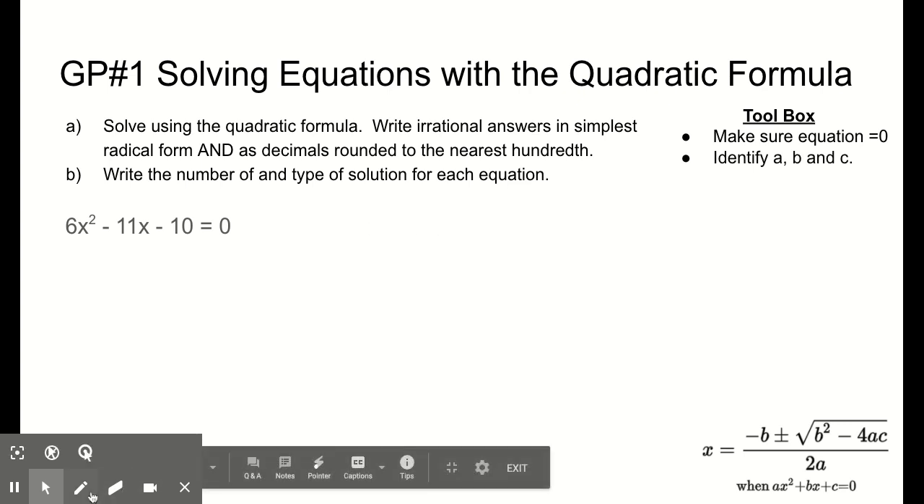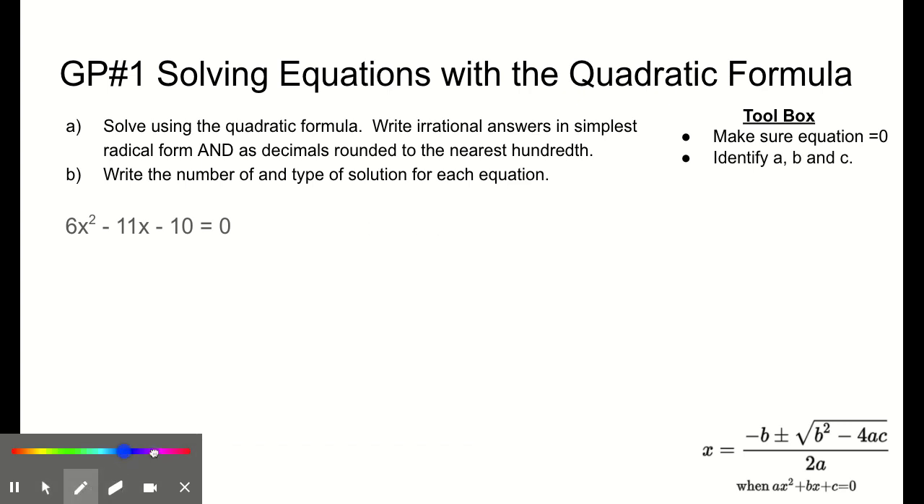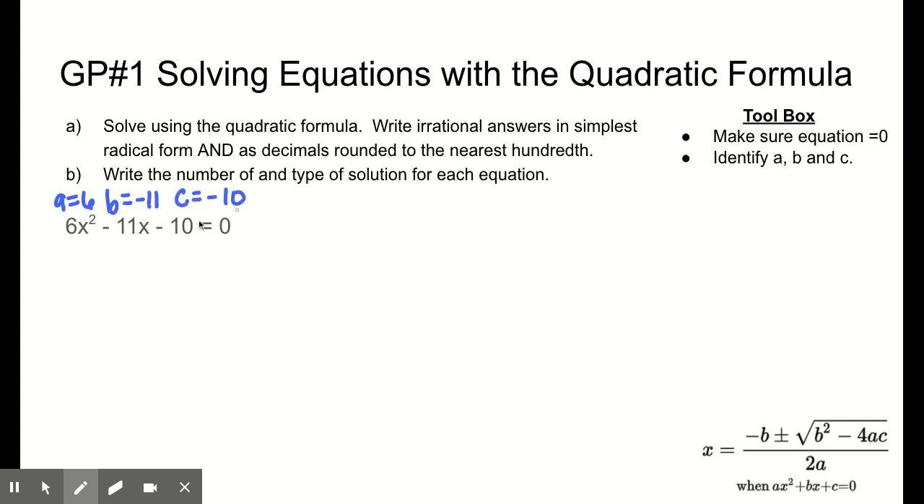From there, we want to identify the a, b, and c values of the equation. So for this equation here, it's in standard form. So a is equal to 6, b is equal to -11, and c is equal to -10. Don't forget those negatives, those are extremely important.